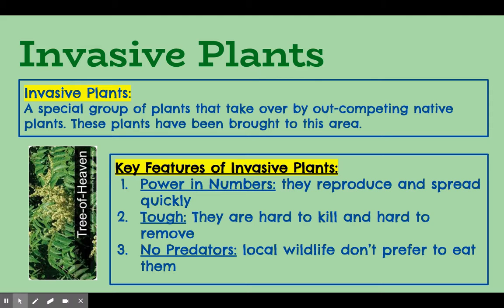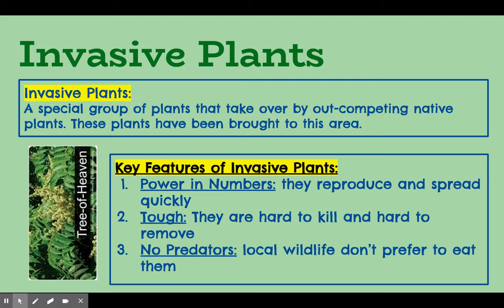So invasive plants is a special group of plants that take over by outcompeting native plants. These plants have been brought to this area. So these are not plants that have originally grown here. People have brought them here, or they have gotten here by other means, and they are not native.